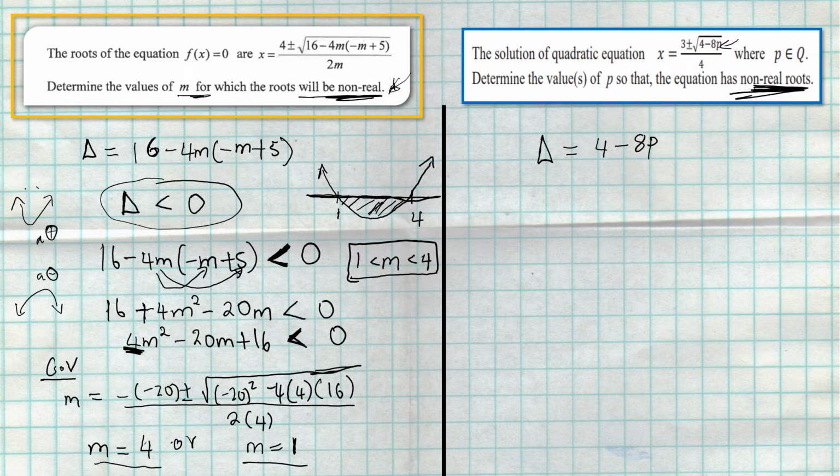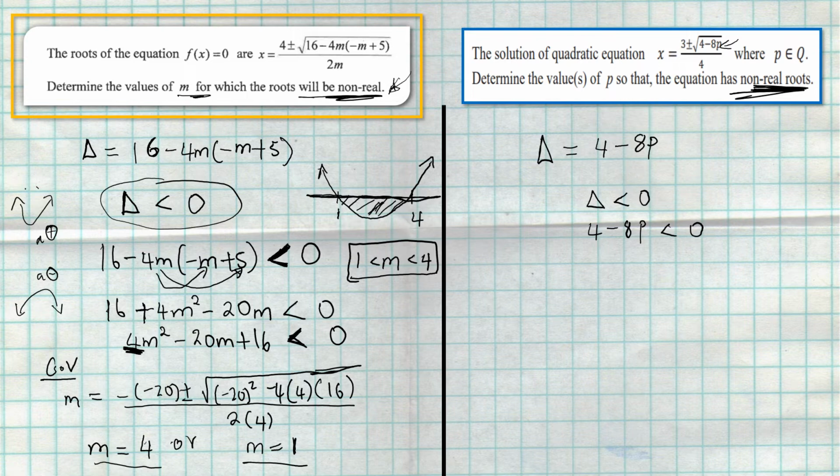So they are saying determine the values of p for which the equation has non-real roots. For non-real, you must know the condition: delta is less than 0. This condition, they won't tell you. You have to know them. Non-real, delta less than 0. Real, delta greater than 0. Equal, delta equals 0. So where there is delta, substitute 4 minus 8p, then we say less than 0. What's left here is to solve this inequality. Then you would have determined the values of p.